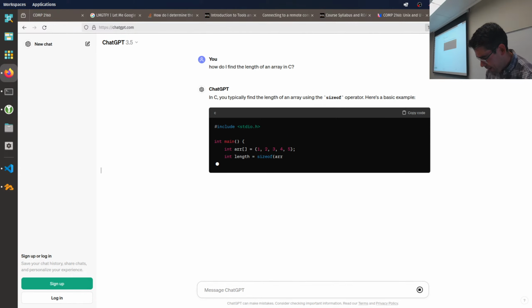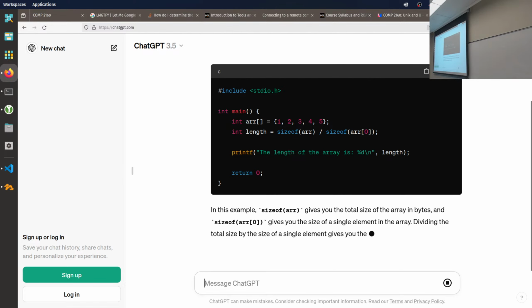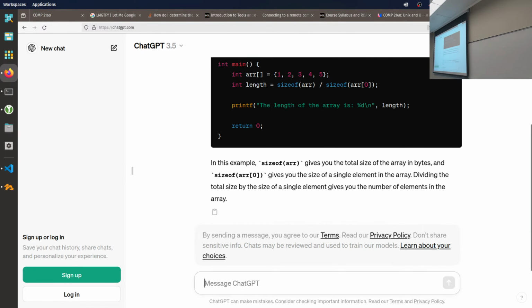I don't know if you noticed this, but it's giving me the same answer. ChatGPT was helpfully trained on Stack Overflow. And so what Stack Overflow says, this is the correct answer, ChatGPT will confidently tell you, this is the correct answer. Yes.